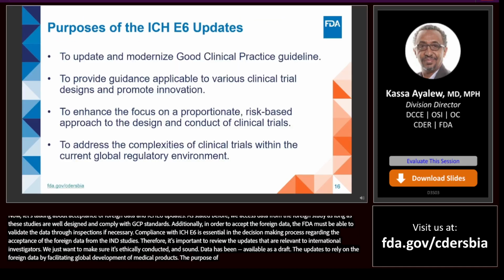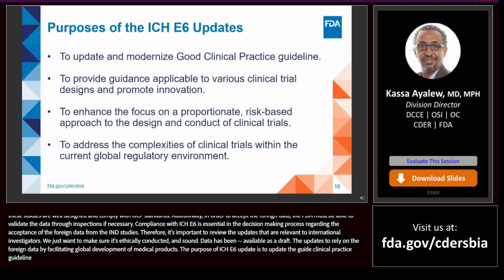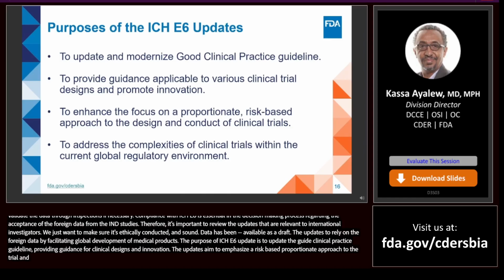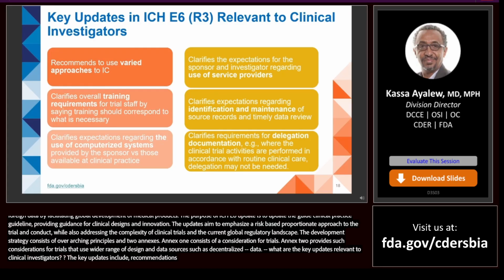Recent updates to the ICH-E6 guidelines aim to modernize GCP standards, thereby bolstering the reliability of foreign clinical trial data. These enhancements not only promote innovation but also address the complexities inherent in global trial designs, fostering a more effective regulatory environment. This guidance emphasizes the necessity for a flexible approach to informed consent, incorporating digital, paper, or hybrid methods to accommodate the diverse needs of participants. Such adaptability ensures inclusivity and enhances the participant experience.